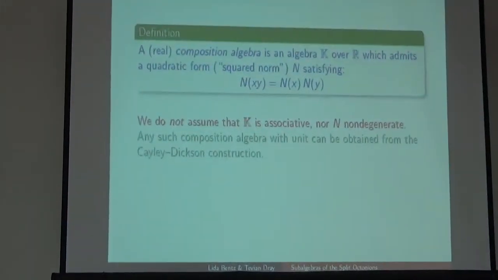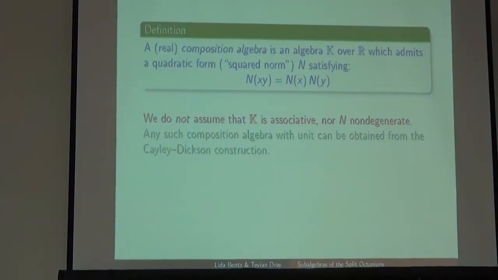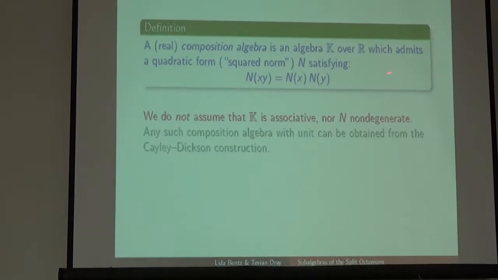So let me start by reminding you about what a composition algebra is. The important property is that you have a notion of a squared magnitude, which is multiplicative: the norm of a product is the product of the norms. But we are not assuming, as most people do, either that the underlying algebra is associative or that that norm is non-degenerate. You'll see why in just a moment.